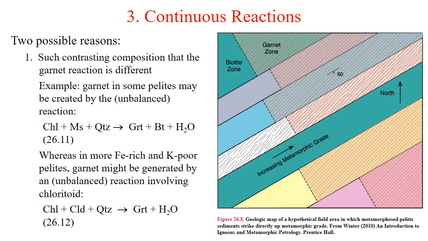Whereas in more iron-rich, potassium-poor pelites, garnets might be generated by an unbalanced reaction involving chloritoid, such as chlorite plus chloritoid plus quartz yielding garnet plus water. Offsets in a particular field isograd, when based on the different reaction isograds, are often relatively large. In the blank unit that occurs in the center of the map, garnet isn't even created at all. This could be a magnesium-rich sandy pelite or even a quartzite or marble.